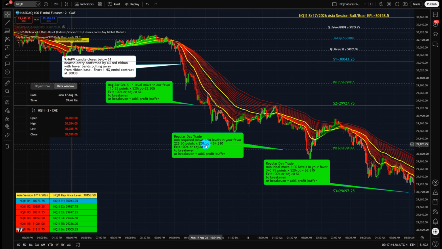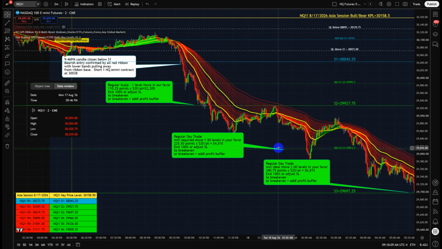So from 30,038, that's 225.50 points. So for one regular E-mini at $20 a point, or 10 micros at $2 a point times 10, that's still $20 a point. So either way, it's the same. $4,510 profit.